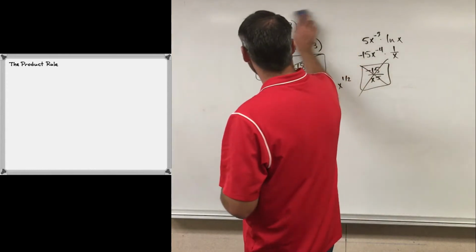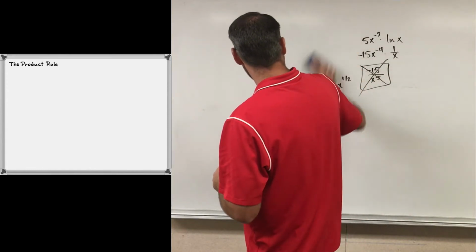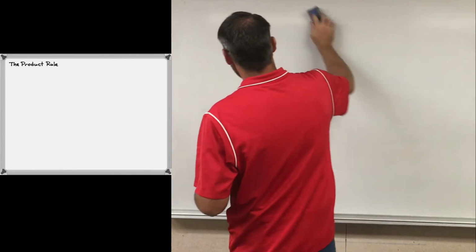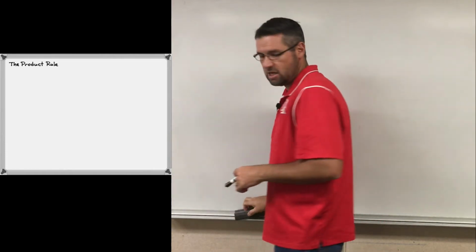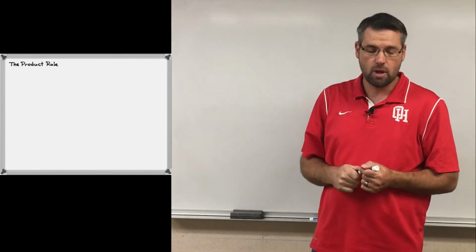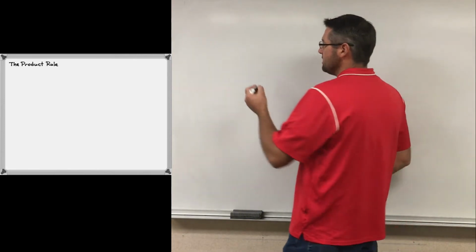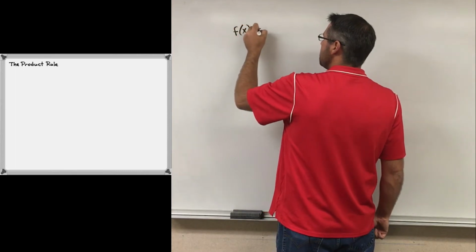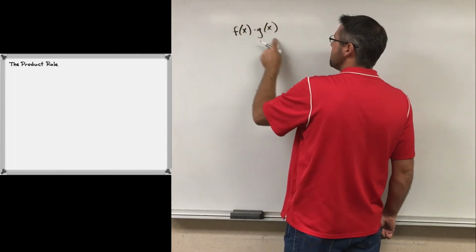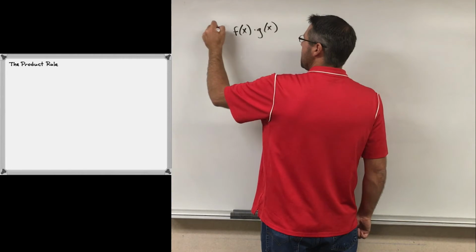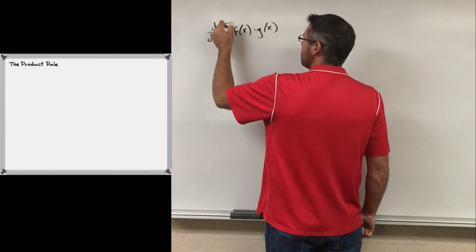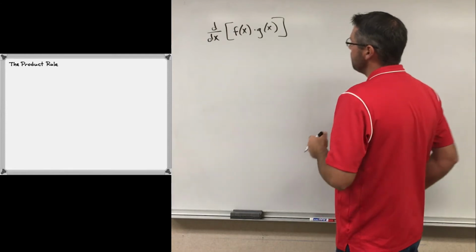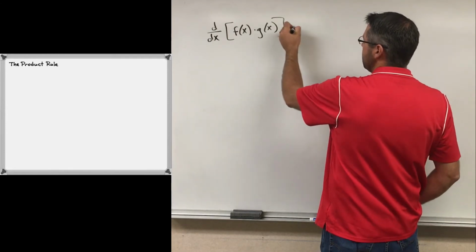Now, I'm not going to prove it in this video. You can find the proof in another video in the playlist, but we're going to go ahead and use it. The product rule basically says this: if I have f of x times g of x, two functions that I'm multiplying together, and I want to find the derivative of that product, you go through this routine.